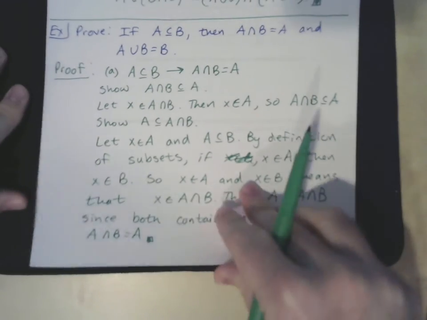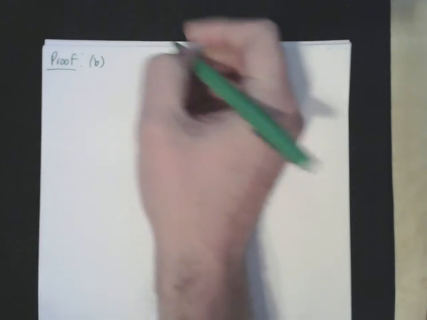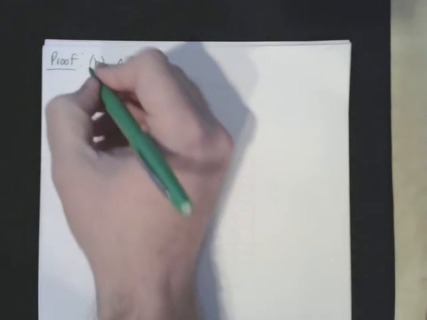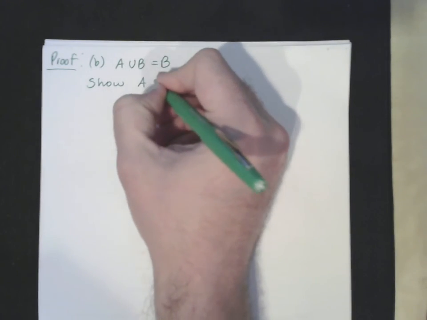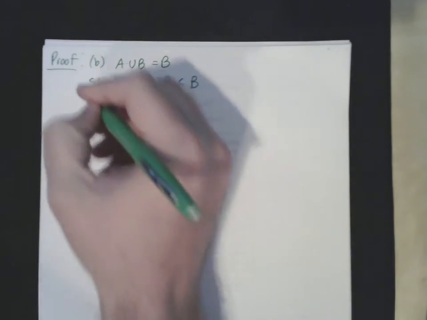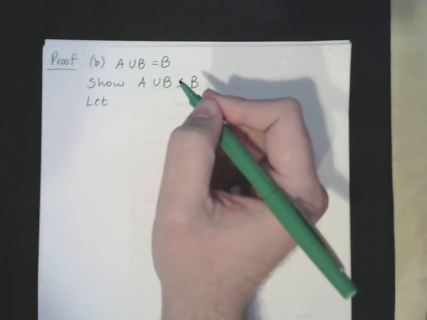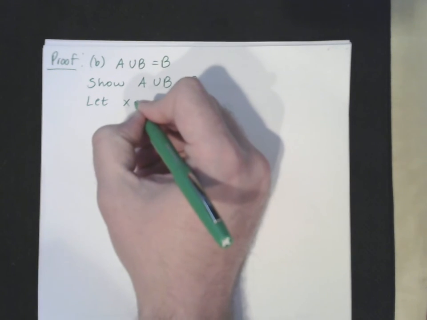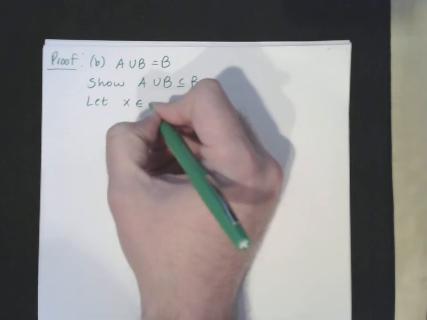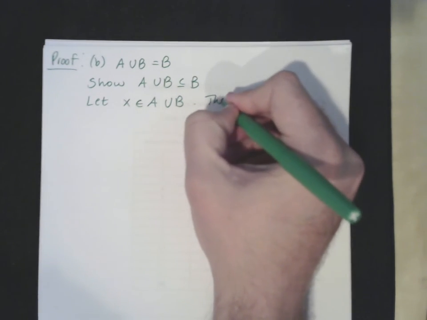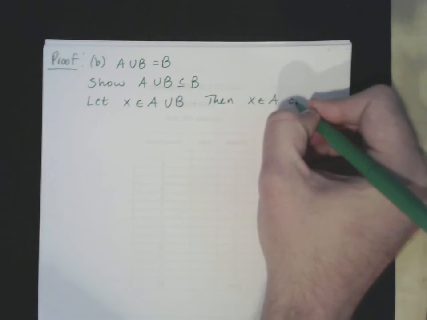So the next one, part B here, starting a whole new proof, and we are proving that A union B equals B. So we are going to show that A union B is a subset of B. So we let X be in A union B, then that means that X is in A or X is in B.